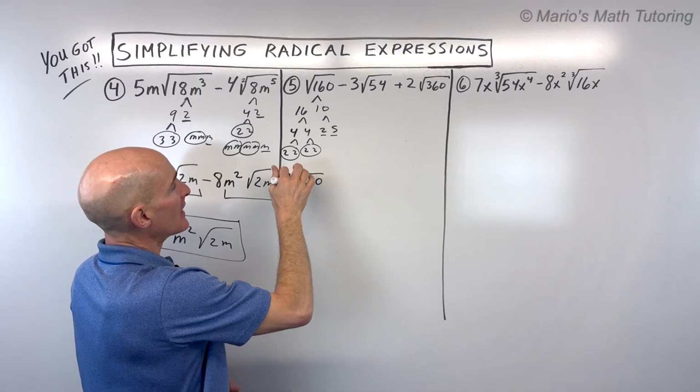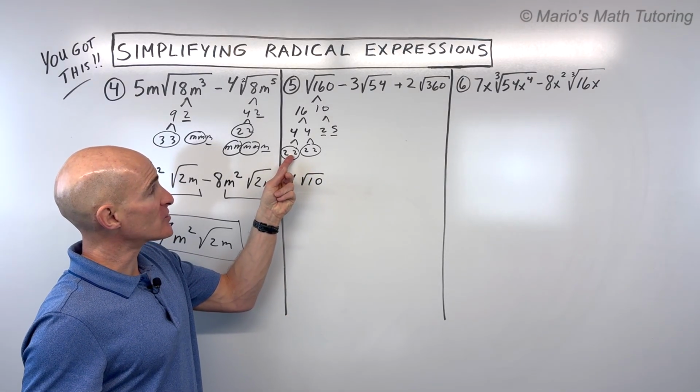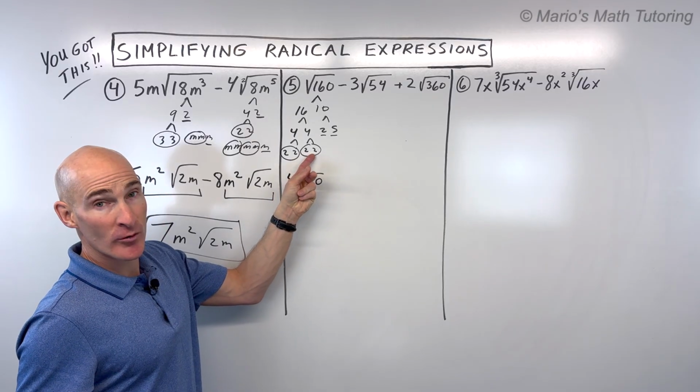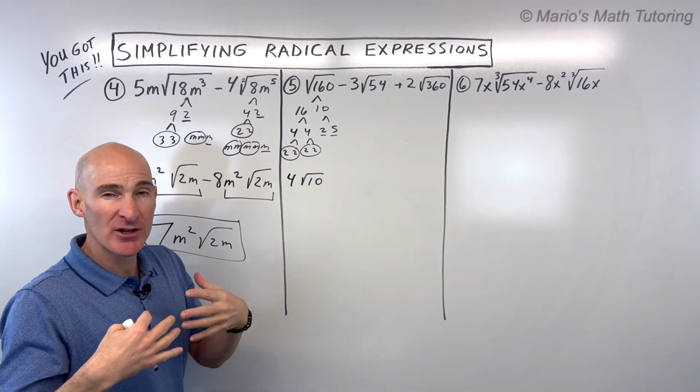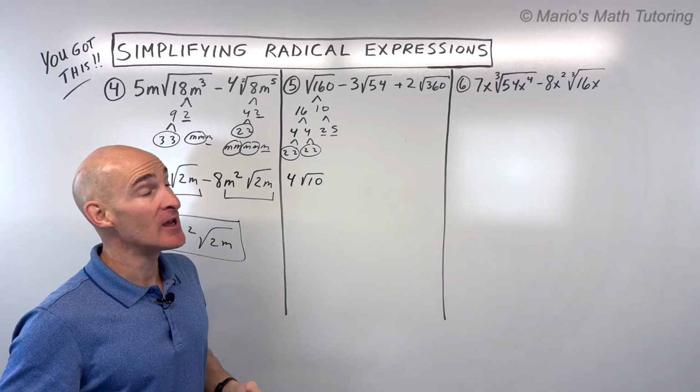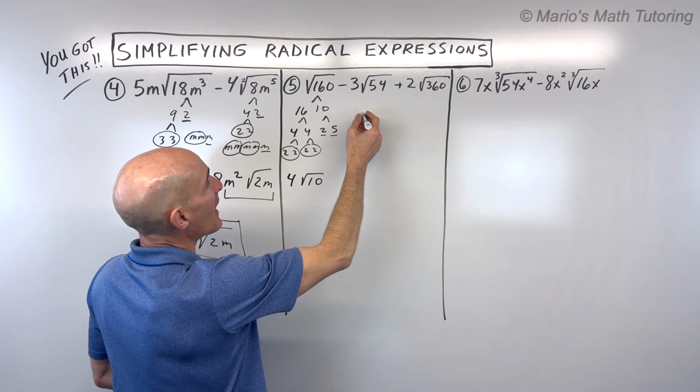Again, if you forget, just go back to the basics. You say, well, this is like 4. What's the square root of 4? It's 2. This is 4. What's the square root of 4? That's 2. And then 2 times 2 is 4. So you want to make sure that it makes sense to you. You don't want to just follow a pattern blindly, right?